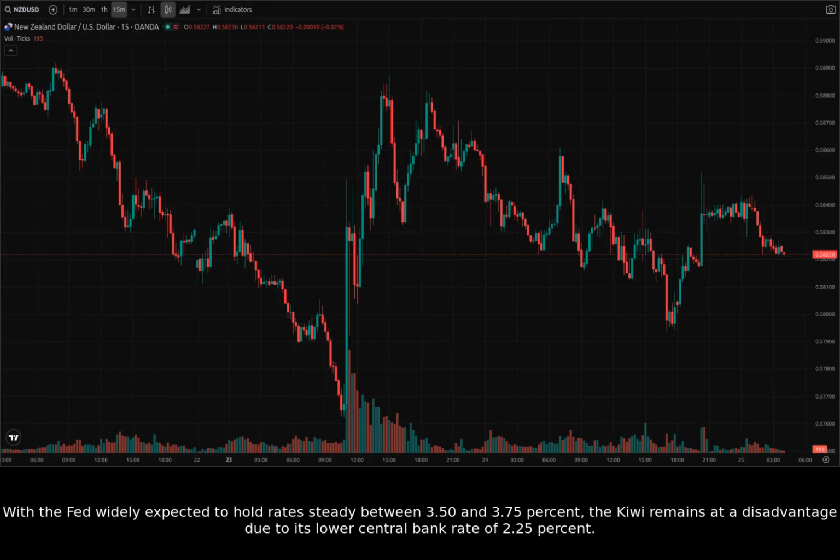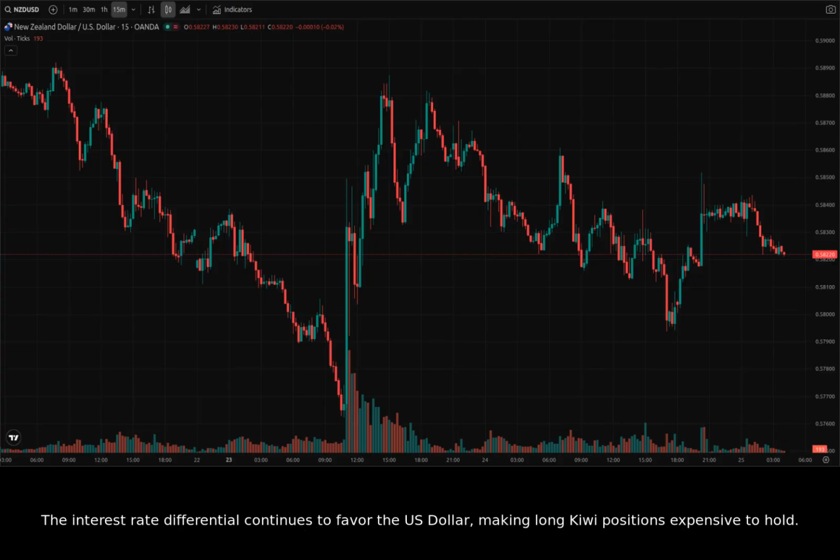With the Fed widely expected to hold rates steady between 3.50% and 3.75%, the Kiwi remains at a disadvantage due to its lower central bank rate of 2.25%. The interest rate differential continues to favor the US dollar, making long Kiwi positions expensive to hold.